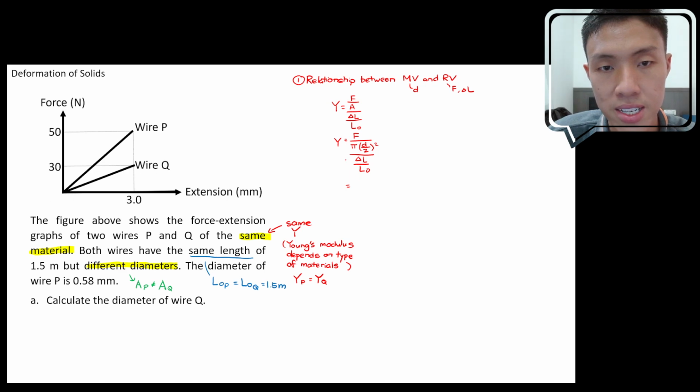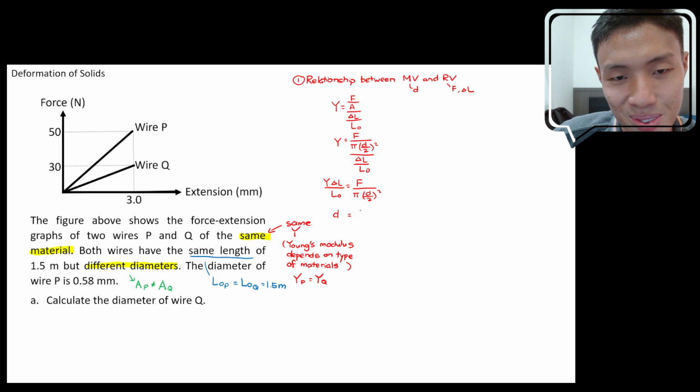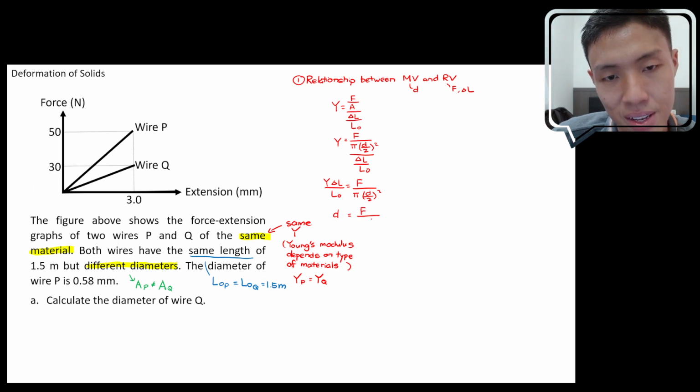If you bring it to the other side, then it will be Y multiplied by delta L divided by L naught will be F over pi (d/2) squared. So (d/2) squared. Why do it? F over Y delta L, pi down there, then square root, then multiply by 2.